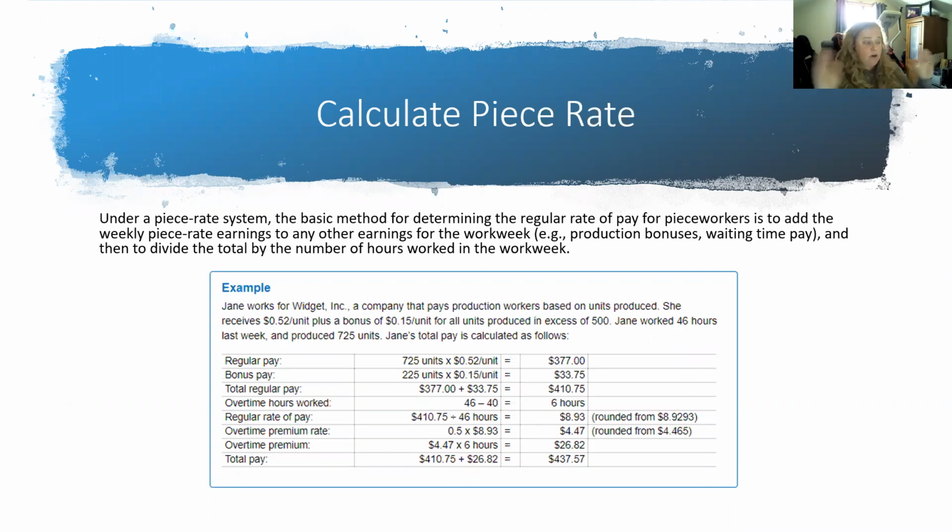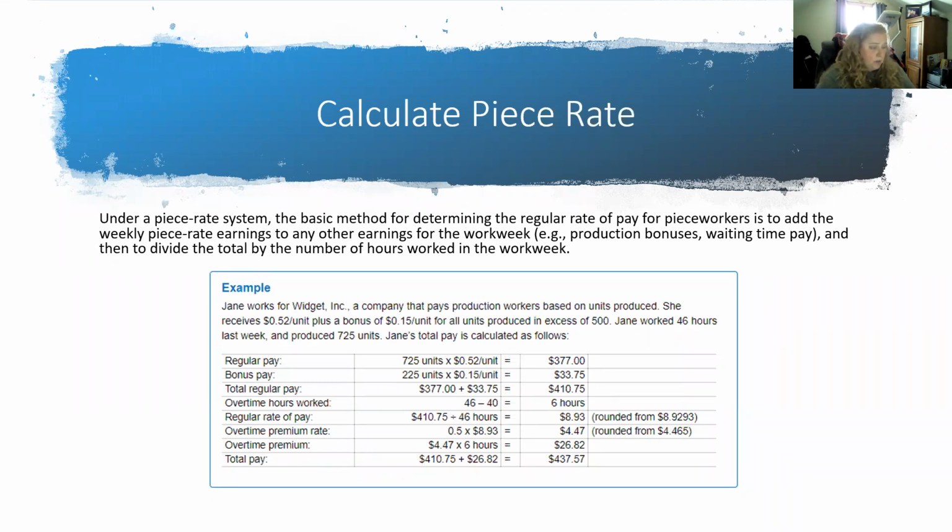She did a total of 725 units and she gets 52 cents per unit. So if we do that math, we get $377. She also gets a bonus for every widget that she makes over 500. She made 725, so 225 of those were over the 500 limit. And so 225 times the 15-cent bonus per unit would be $33.75. Add those two things together, we get $410.75.